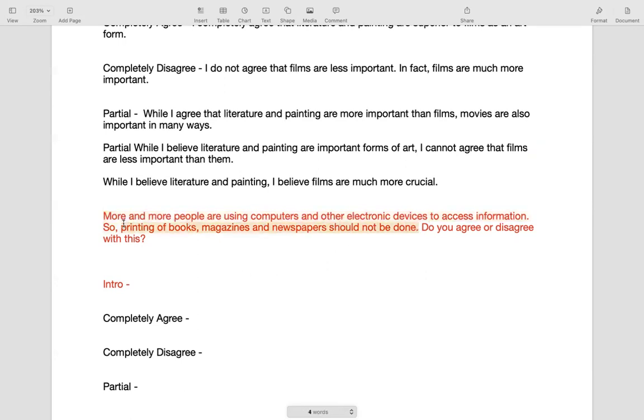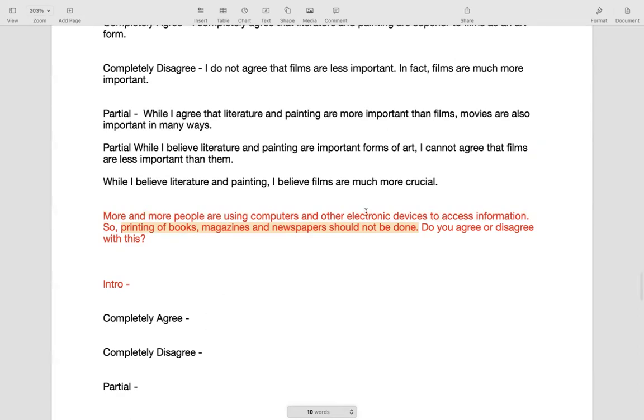So some people believe that printing of books should not be done. If you agree, you're going to say, yes, printing of books should not be done. If you disagree, you'll say, no, books should still be printed. Printing of books should still be done. So that would be the second half and completely disagree. And what would be partial? Let's try to make partial.